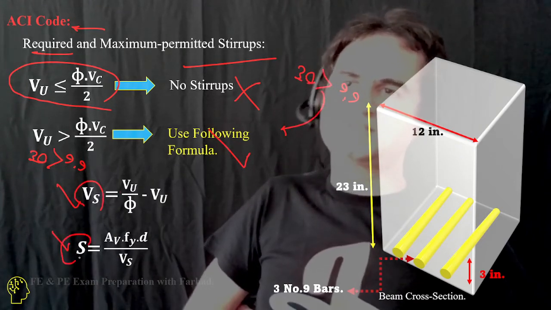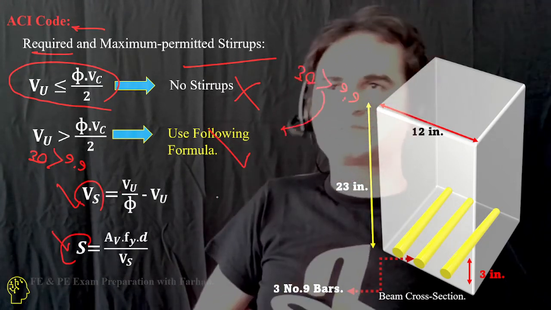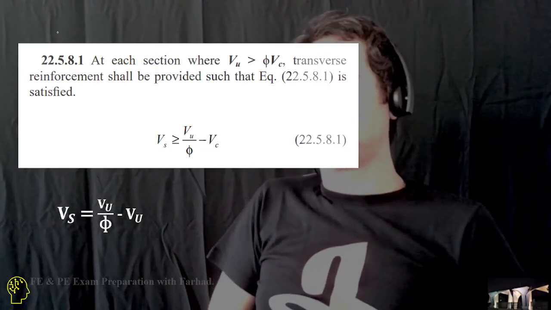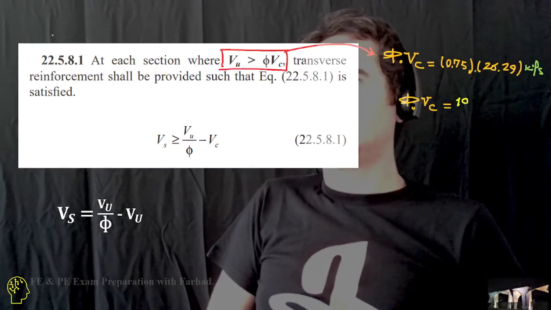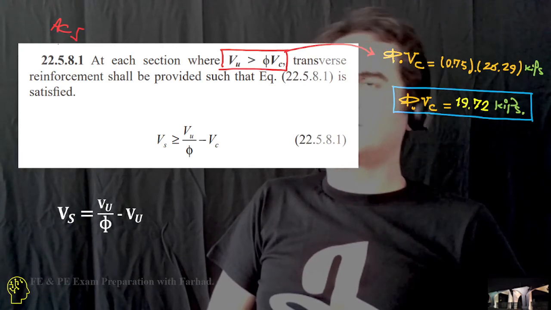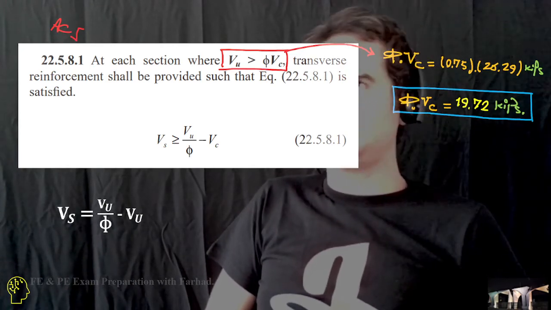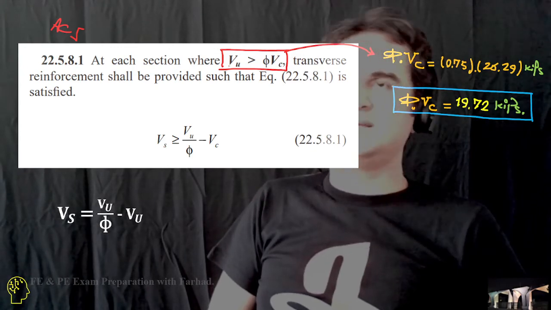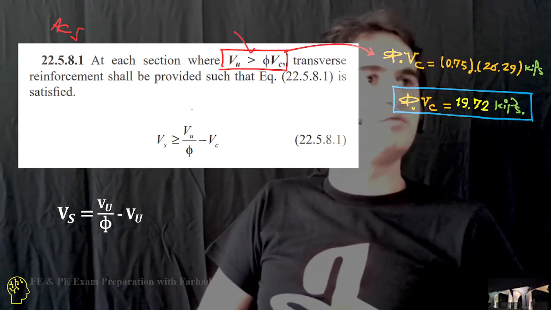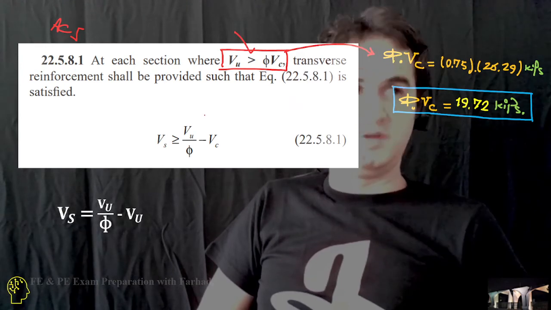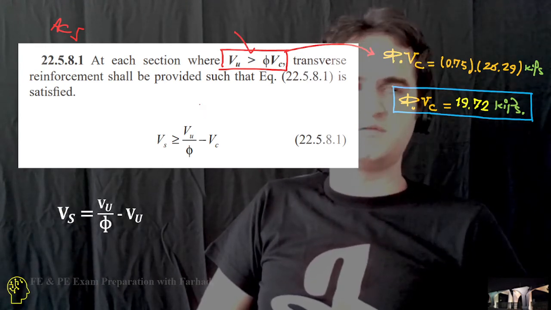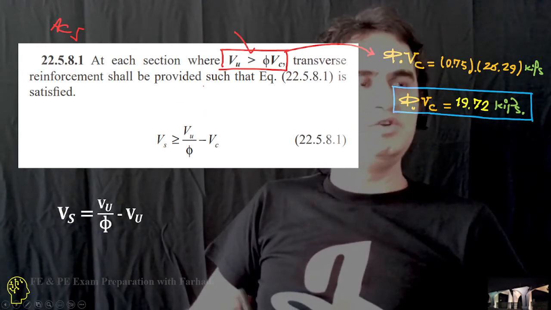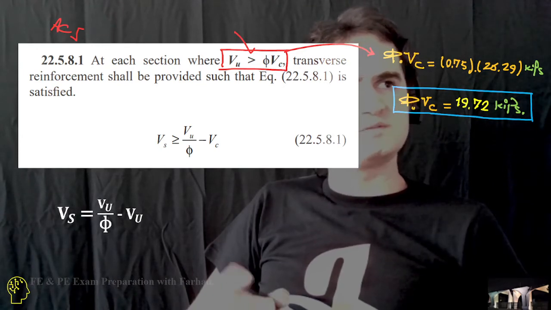Vs and also a spacing distance. So let's jump to the ACI code, American Concrete Institute, 22.5.8.1. So far we know that we need shearing reinforcement because Vu is higher than half of phi times Vc.